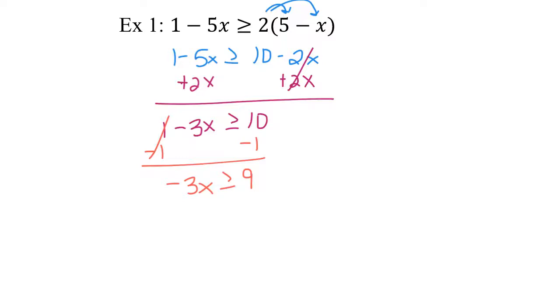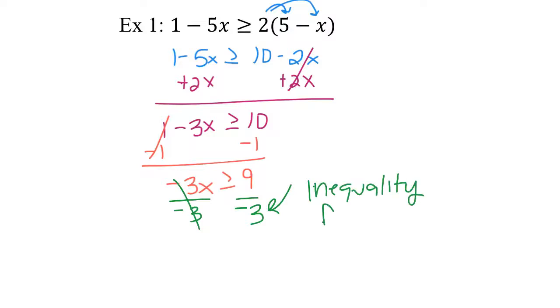And then finally, to get x alone, we are going to divide by -3. So since I divided by a negative over the entire equation, your inequality will flip. So that means it's going to be x less than or equal to -3.